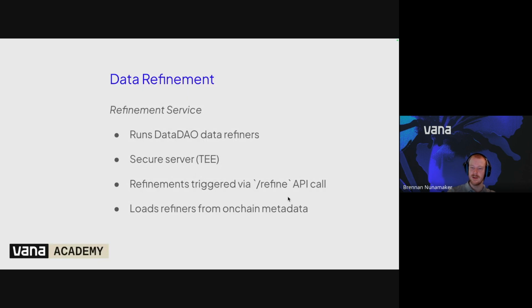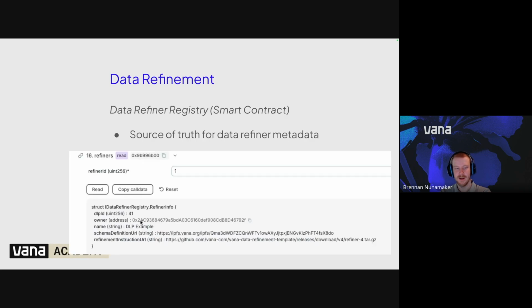So all it is, is an API call to a refine endpoint. This triggers running of the refiner inside of the refinement service, and the results are output, which we'll see in the next step. And it loads these refiners from the on-chain metadata that we have defined here.